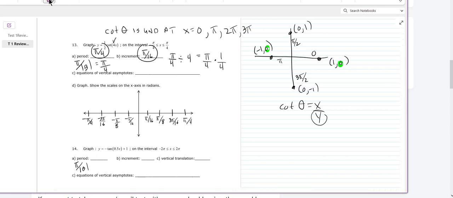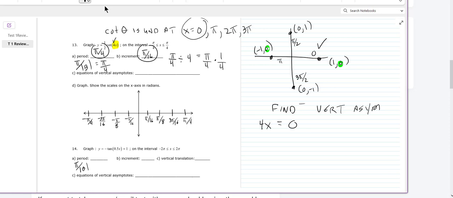Okay, so now what you want to do is find an asymptote. We're going to find the vertical asymptotes. Now, this is what you basically do. You take what's called the argument. The argument is whatever you're doing the cotangent of, or whatever you're doing the trig function of. And you're going to do two things. We're going to set 4x equal to 0. The reason we're setting it to 0 is because the cotangent is undefined at 0. Then we're going to do 4x equals pi. Why? Because that's another place where it's undefined.